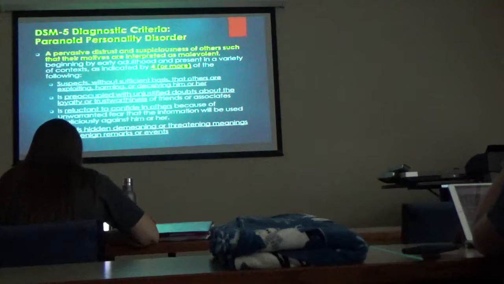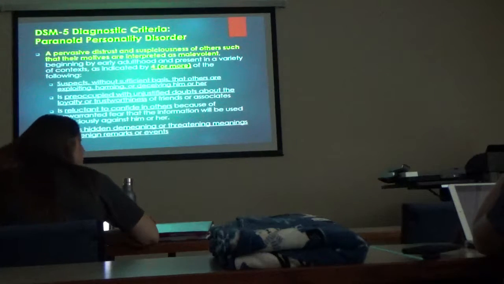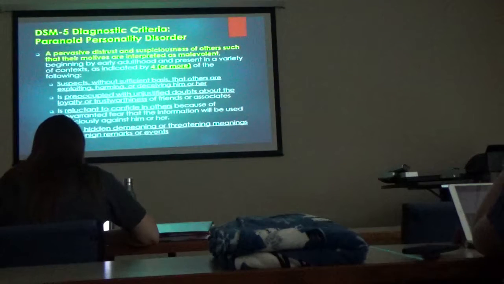Okay, here's the criteria. A pervasive distrust and suspiciousness of others such that their motives are interpreted as malevolent. Now, I think it'd be pretty hard for a paranoid personality disorder to receive care because they would have to trust you. And you go in there as if you will be trusted, and they may not be trusting you at all.